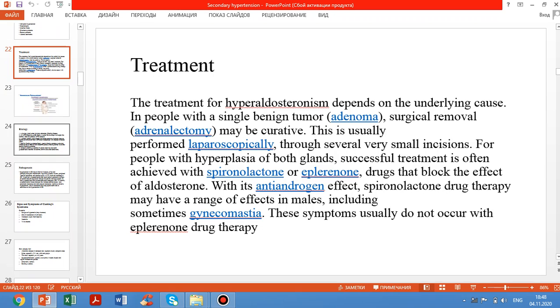For people with hyperplasia of both glands, successful treatment is often achieved with spironolactone or eplerenone, drugs that block the effect of aldosterone. With its anti-androgen effect, spironolactone drug therapy may have a range of effects in males, including sometimes gynecomastia. These symptoms usually don't occur with eplerenone drug therapy.